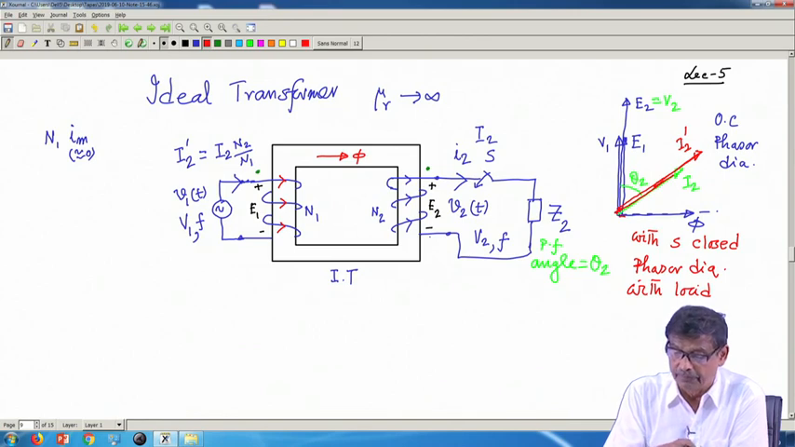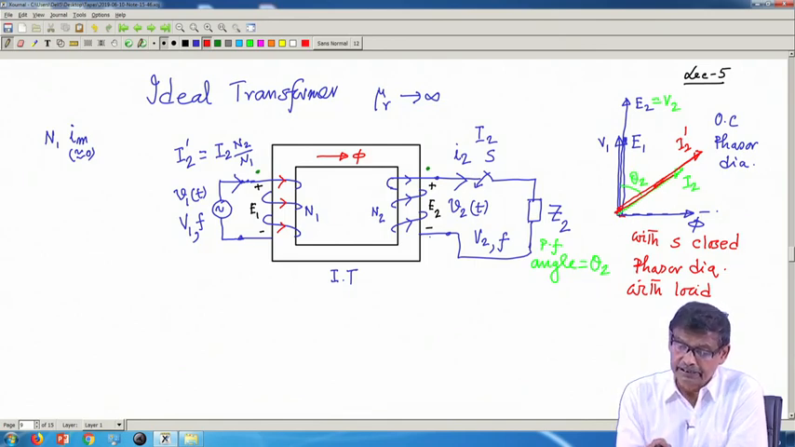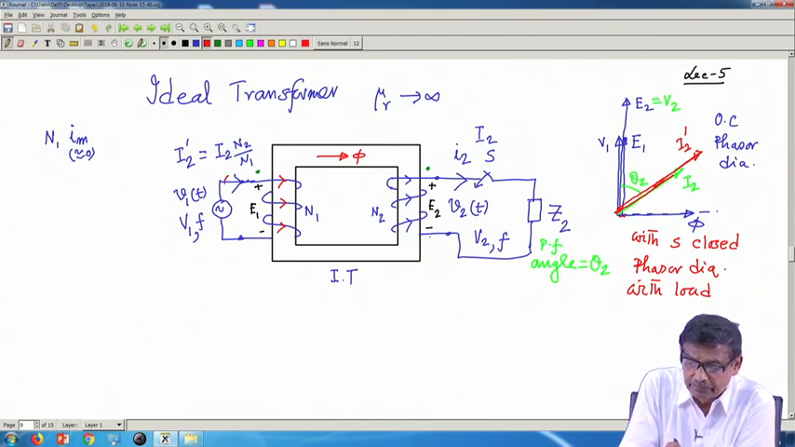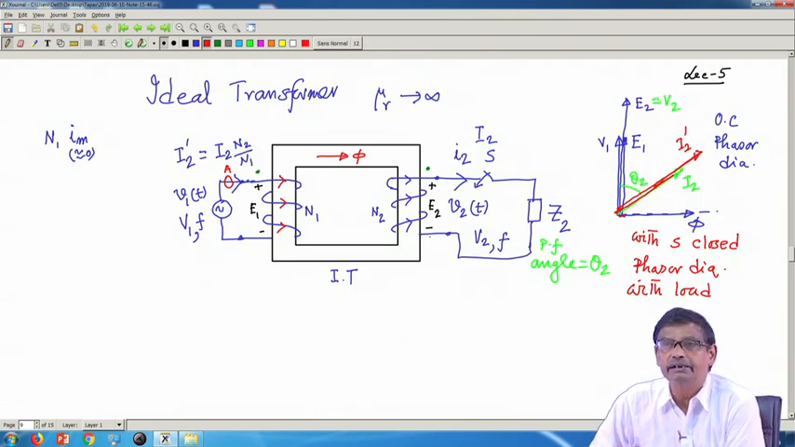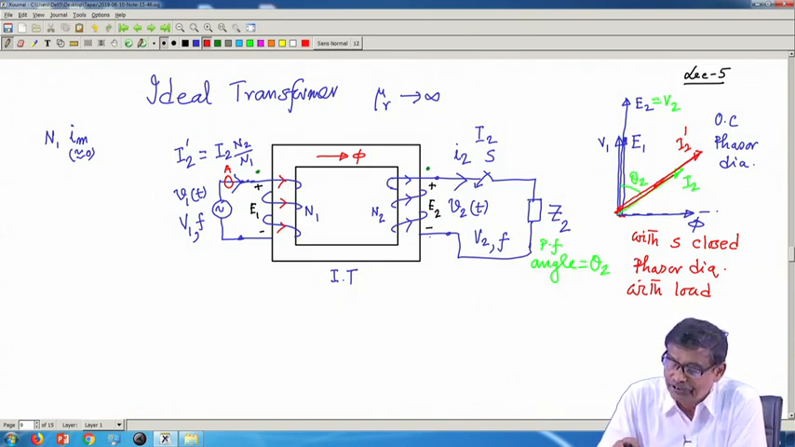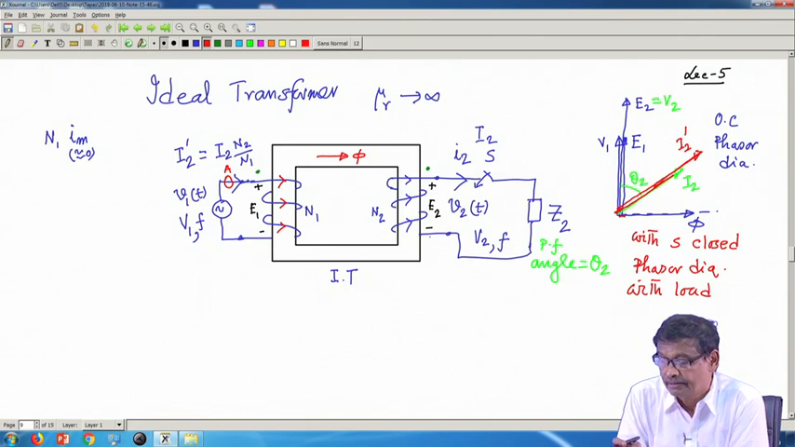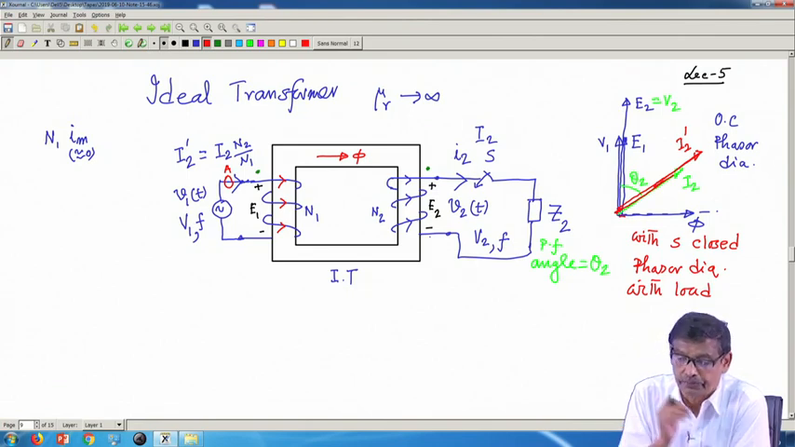Now, after we have learned this, I will tell you one very interesting thing. In this ideal transformer, when S is opened, what will be the ammeter reading? Suppose somebody has connected an ammeter. With S open, what will be the ammeter reading? 0, because for an ideal transformer no magnetizing current is necessary. When you close this switch, what will be the ammeter reading? It will be I2 dashed, which is decided by the secondary current I2.